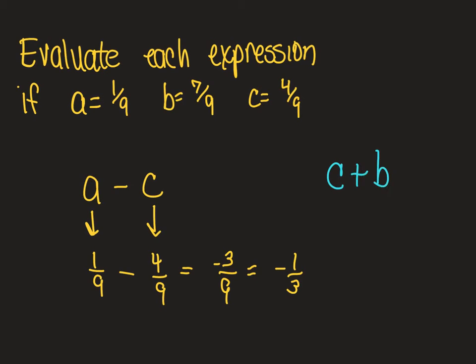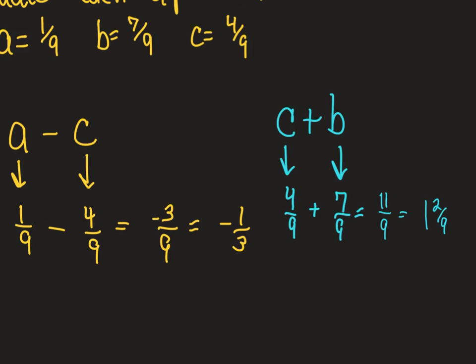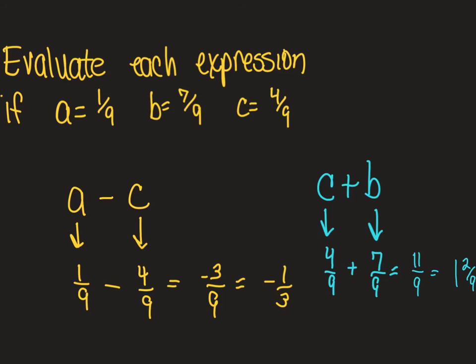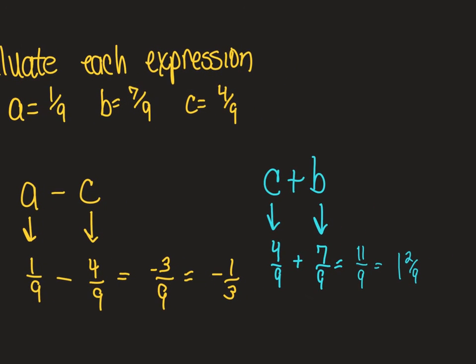You try C plus B. You try an adding question. C plus B. Pause it. See what you get. Your answer should have been 1 and 2/9. I sub in 4/9 for C and 7/9 for B. 4 plus 7 is 11. 11/9 turns into 1 and 2/9.